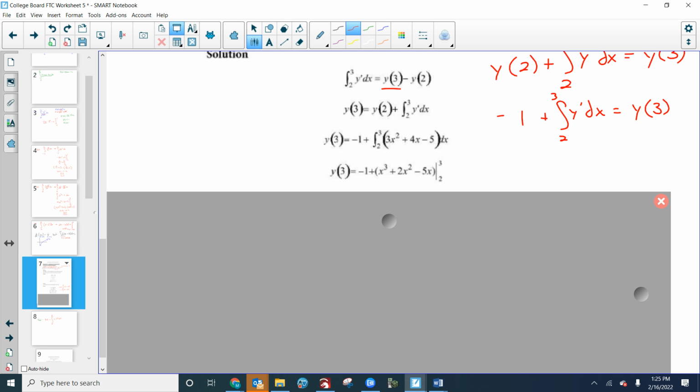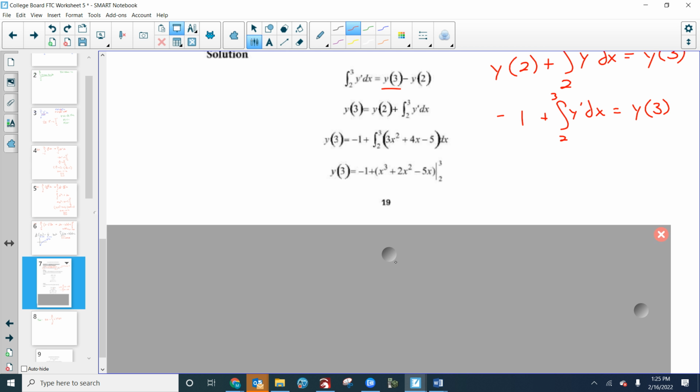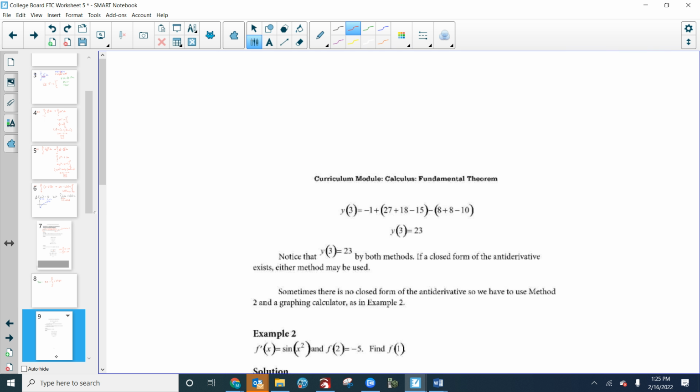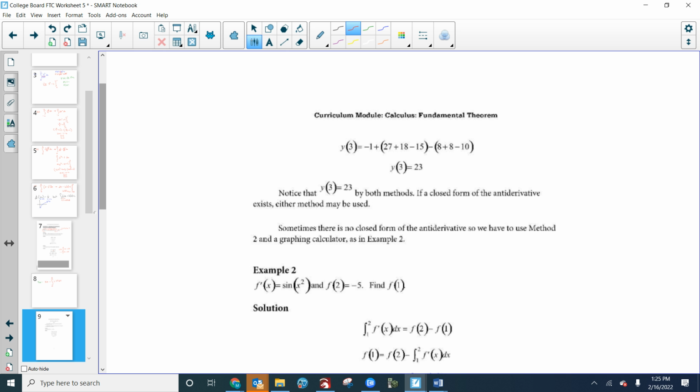This worksheet is a publication that the College Board put out as a hey, this is kind of a big topic. Students struggle with this. Here's a resource to practice. Okay? So we're going to spend some time with it. All right? Does that process make sense to you? So you have -1 plus the accumulated amount. You get 23 that way as well. So next one.